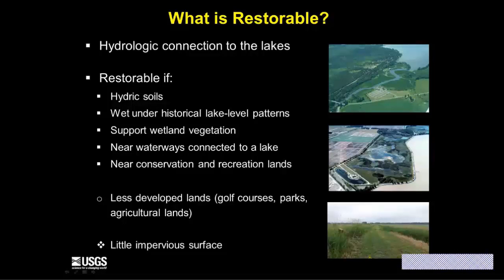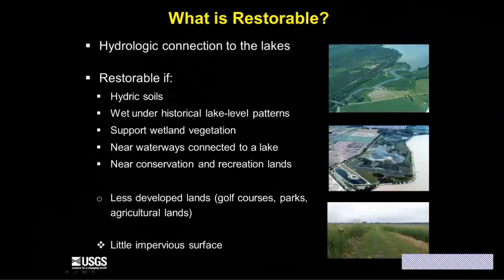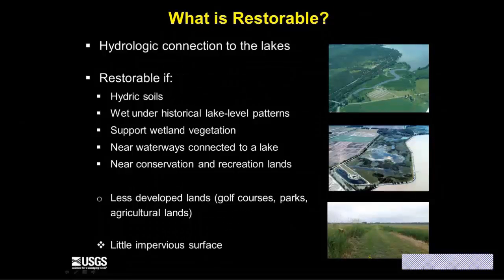So areas were considered restorable to a coastal wetland if they were classified as having hydric soils or wet under historical lake level patterns. I'll talk about that more in a little bit. And the supported wetland vegetation. They were near waterways connected to a lake and were near conservation recreation areas. They also were considered more restorable if they were classified as less developed lands, like golf courses or agricultural fields, which were differentiated from areas covered by an impervious surface.